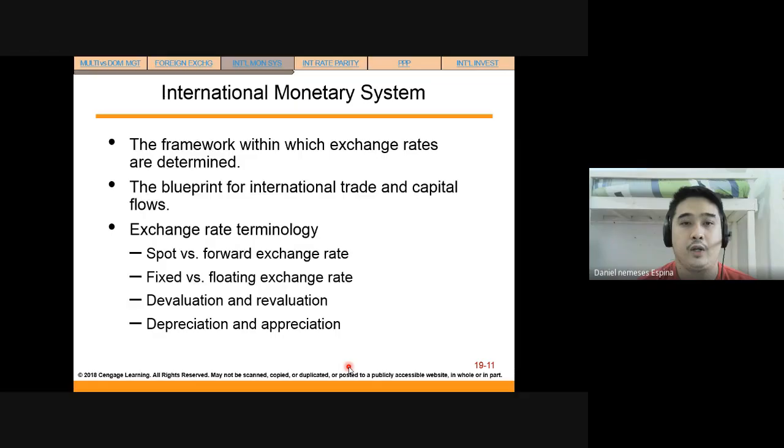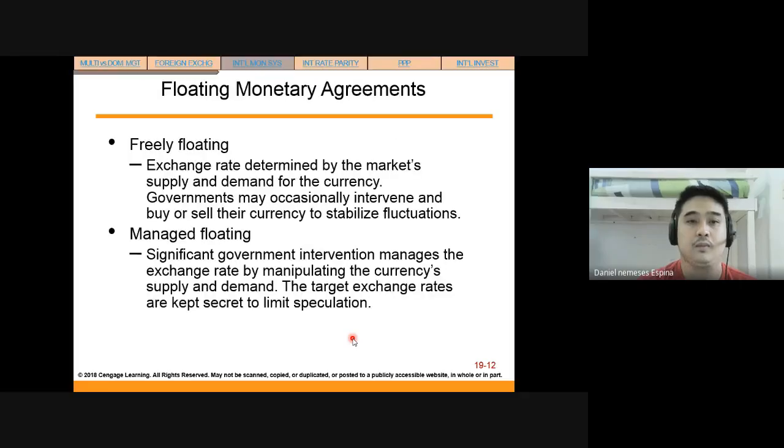So we have the International Monetary System. It is the framework within which exchange rates are determined. The International Monetary System is also known as the blueprint for international trade and capital flows. So we have to be familiar with this exchange rate terminology: the difference between the spot rate and the forward exchange rate, the difference between the fixed and the floating exchange rate, the devaluation and revaluation, and lastly the depreciation and appreciation.